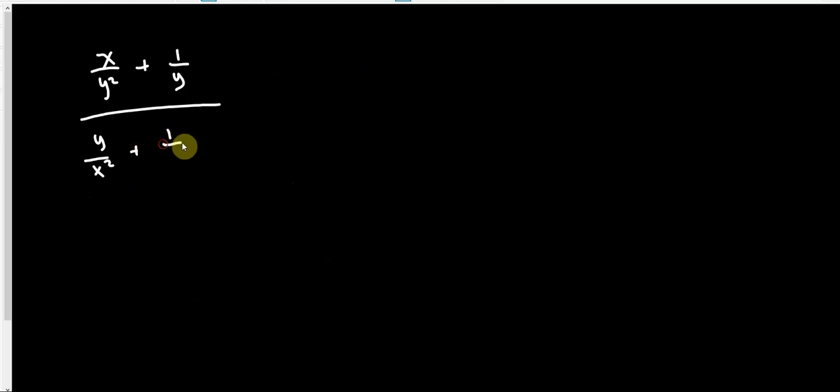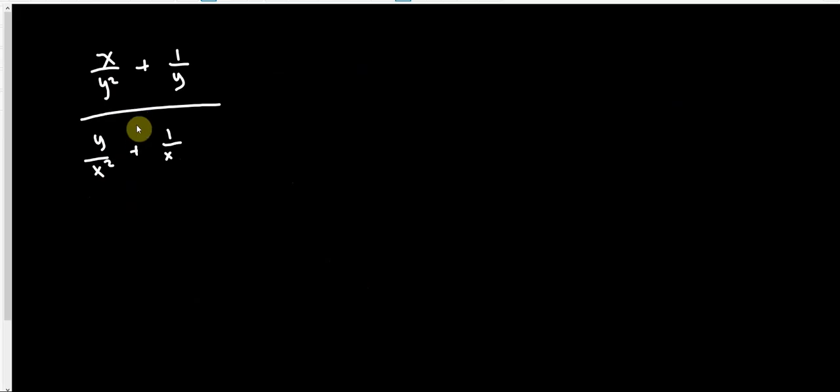What if I have one that has little baby fractions inside it that are being added? Here's what I mean. Like x over y squared plus 1 over y, divided by y over x squared plus 1 over x. Ugh. This looks messy, and if you hate fractions, there are 4 fractions inside of my fraction.